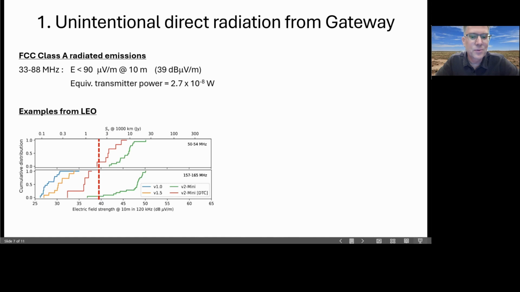And if you compare them to what's been observed for some of the Starlink satellites, down here on this bottom plot is showing some of these same field strengths, and this red dotted line is showing where they would stand. And then these are cumulative distributions for Starlink satellites, how strong they're emitting. And so it falls right in the middle of the range that Starlink satellites have been observed to emit at a couple different frequencies, so it's a good reference.